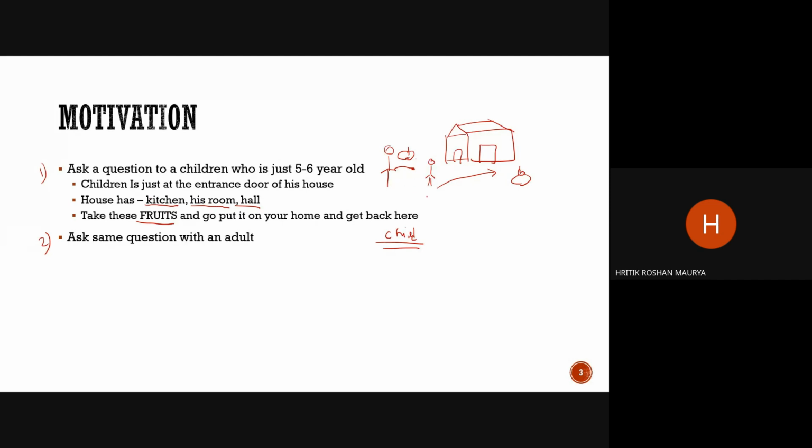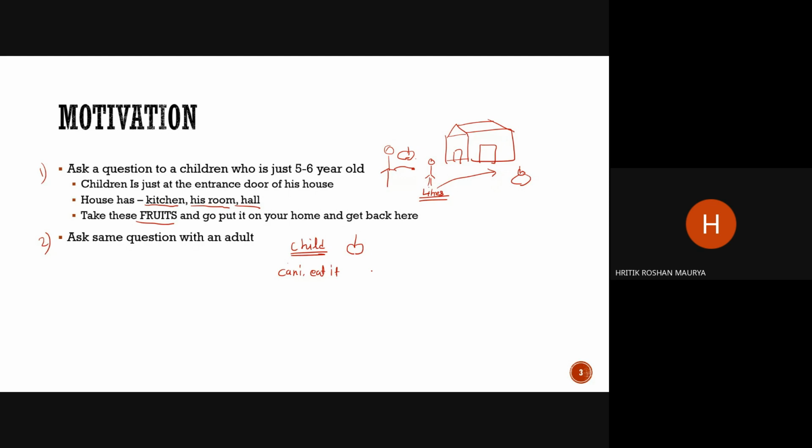Suppose he likes this room. So what will the child do? The child will first think, is it eatable? Am I audible? Yes, sir. So this is a child, and the child has an apple in his hand. And before going and putting it away, he will ask one thing: can I eat it?